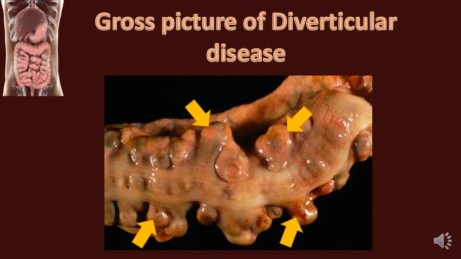The specimen we have is the gross picture of diverticular disease. We have here a part of the large bowel or the colon formed of colonic wall, showing this is the tinea coli, which is normal, and multiple outpouchings or diverticuli, which is the diverticular disease. It's seen from outside.